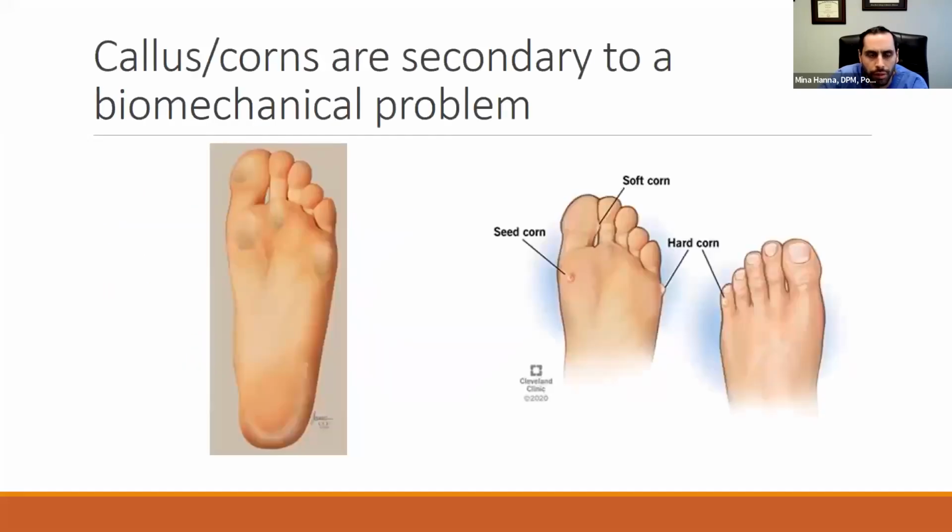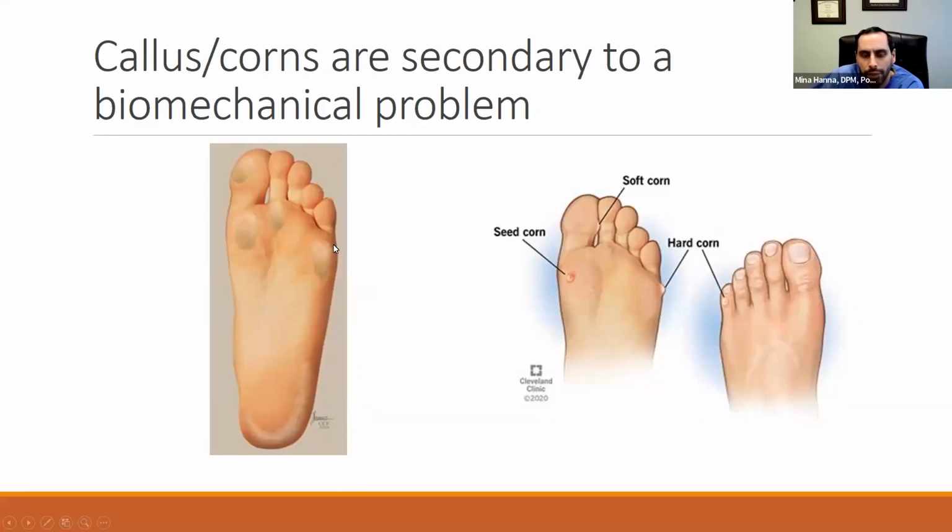Those are some of the lesions. So corns and calluses are really secondary to a biomechanical problem. Oftentimes, if you have the corn over here, it could be related to our callus over here. It could be related to arthritis in the big toe joint. If you have callus on the bottom here, it could be secondary to an elongated or plantar flexed metatarsal.